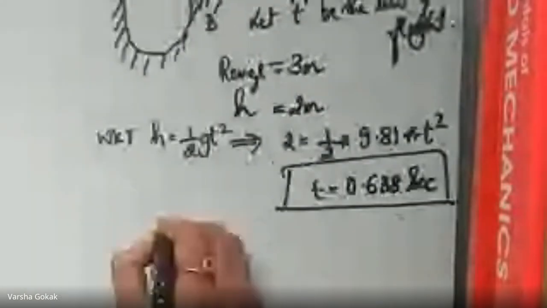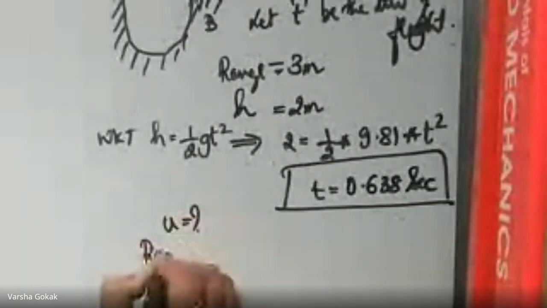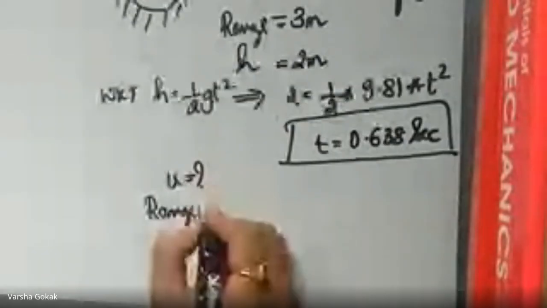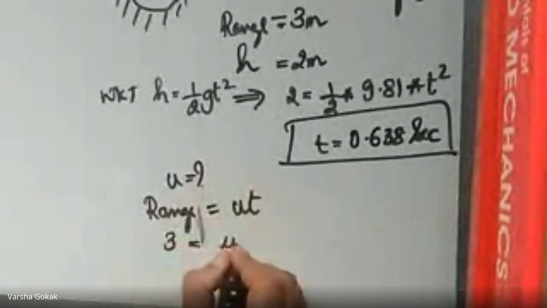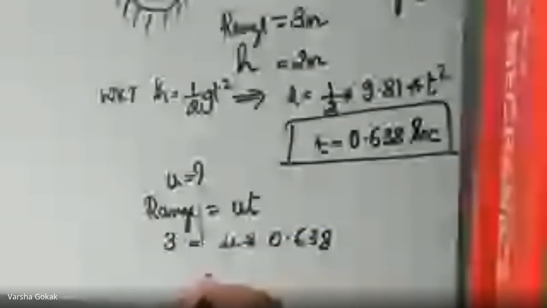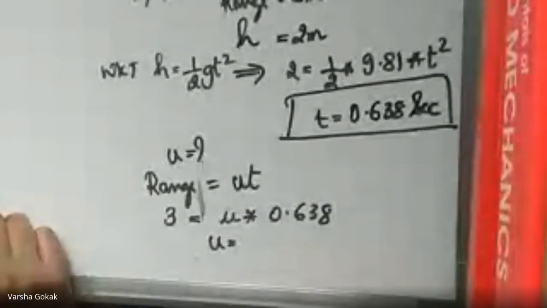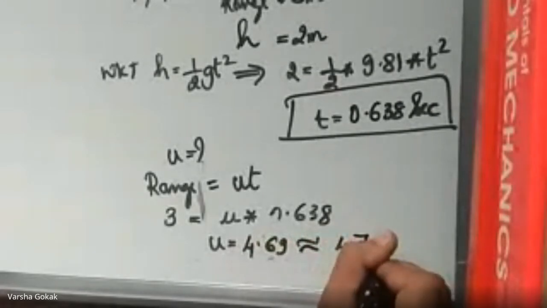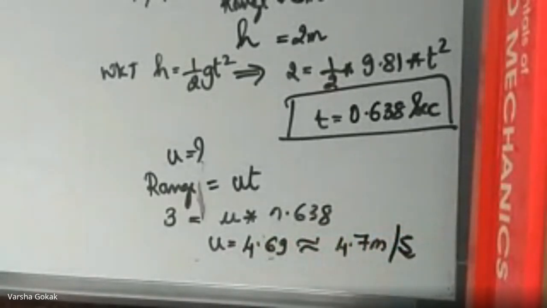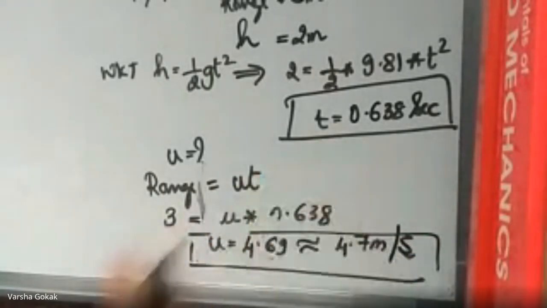And then we want u. We still require u. What is the equation for range? Range is equal to u into t. So I have the value of range, 3 meters. I do not know u, and t is 0.638. From here I get the value of u. Tell me the value of u. 4.69, which you can take as 4.7 meters per second. So we found u, and we found the time.